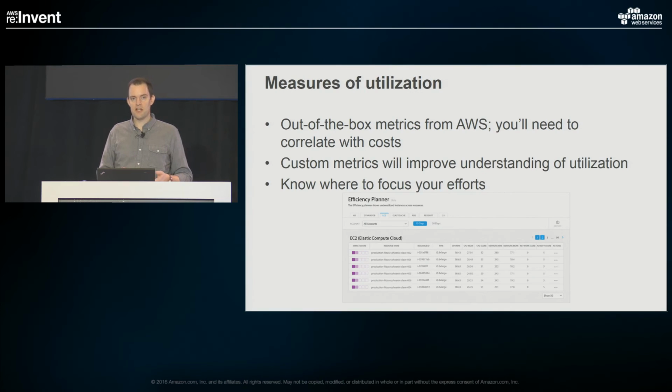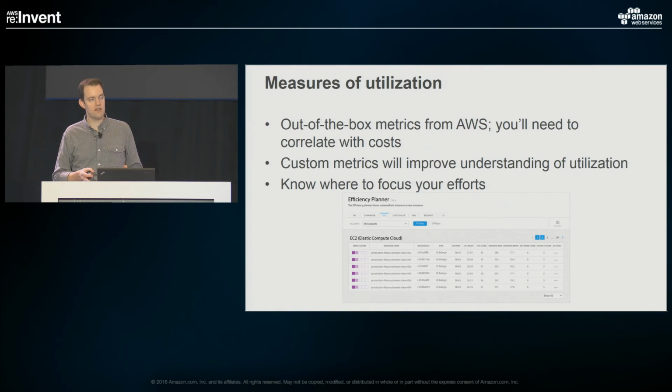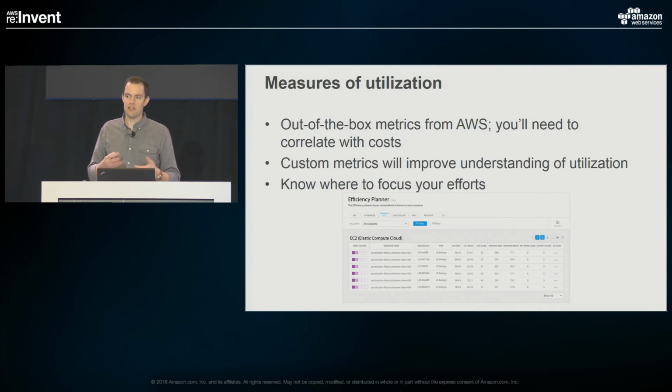Some of the measures of utilization, obviously, is CloudWatch. We think it is a great source for measures of what an instance is doing. Some of the stuff that was talked about this morning is really interesting, and I'm eager to start to correlate those kinds of things with cost to determine value. But in general, out of the box in CloudWatch, you get a lot of metrics available for you. You get CPU and disk and network usage out of an EC2 instance.